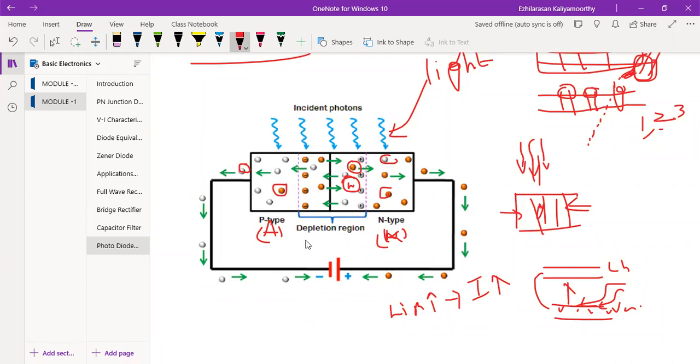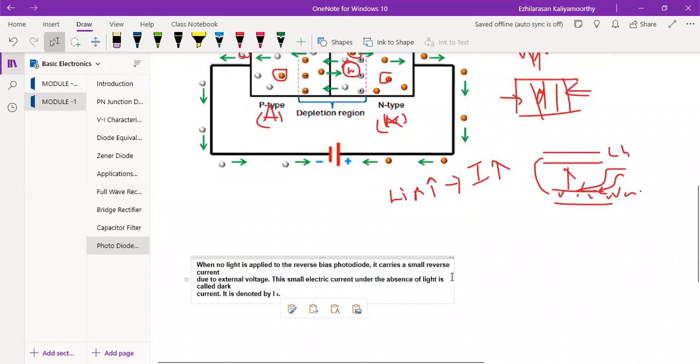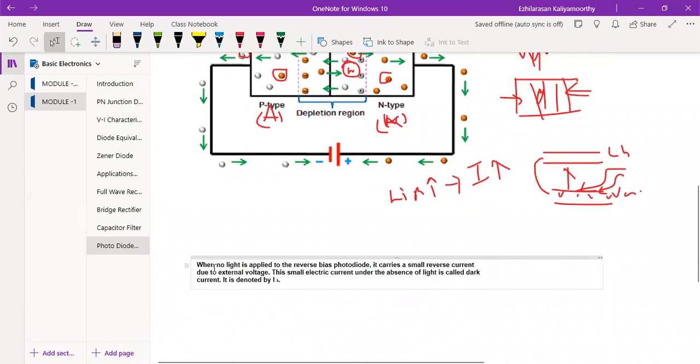One more thing I need to say here: when no light is applied to the reverse biased photodiode, it carries a small reverse current. Right? This is a very important point.